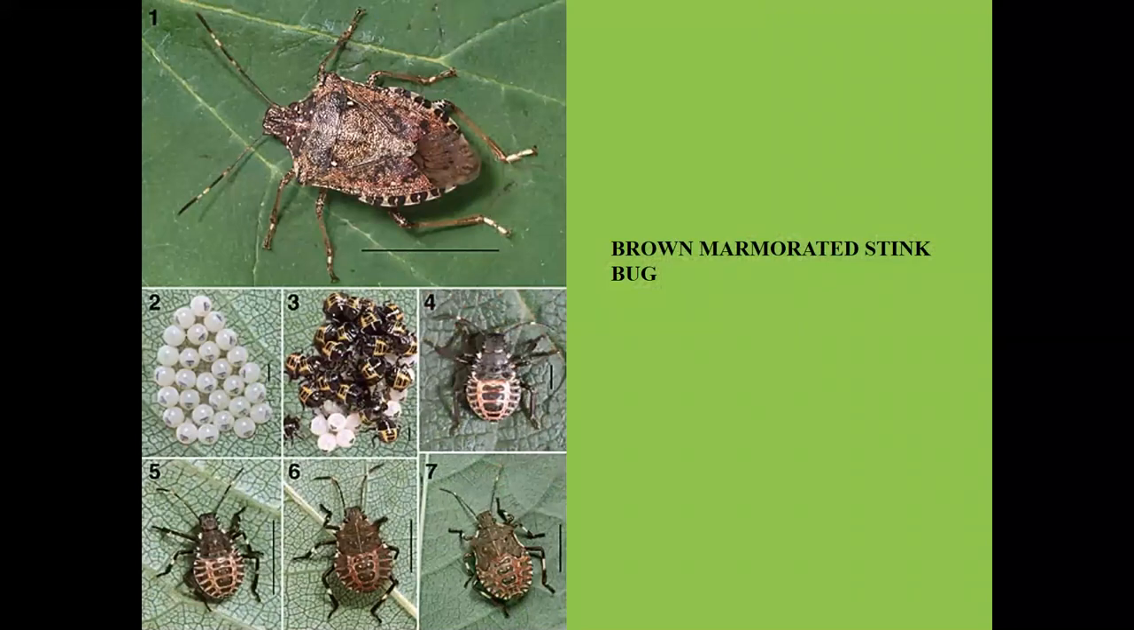Brown marmorated stink bug is becoming established in Alabama. We continue to find it in more and more counties every year. The immature stage is shown here in the picture. It walks kind of on its tiptoes when it's out in the field. It's easily distinguished from other immature stink bugs.